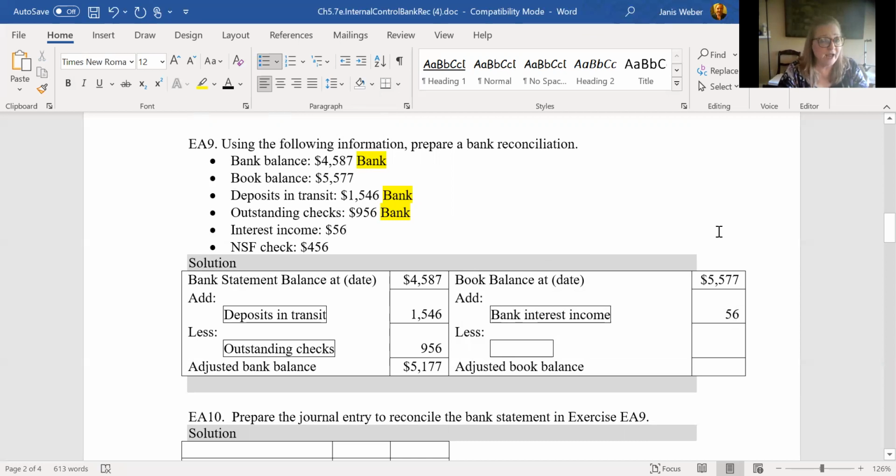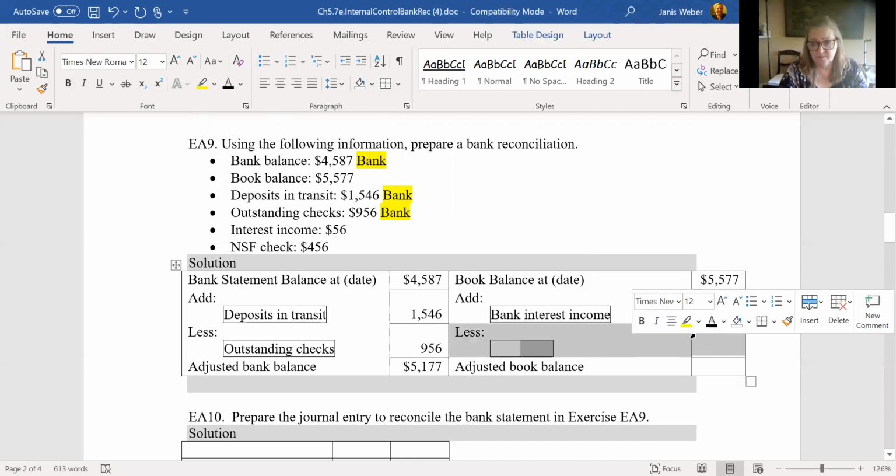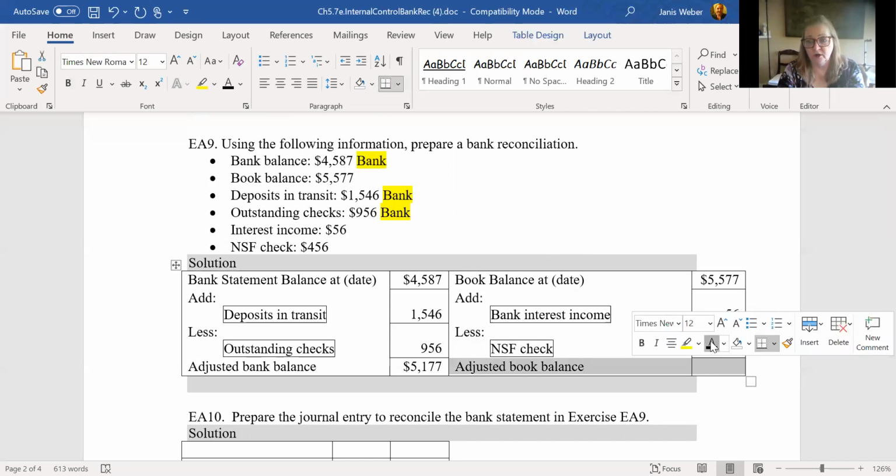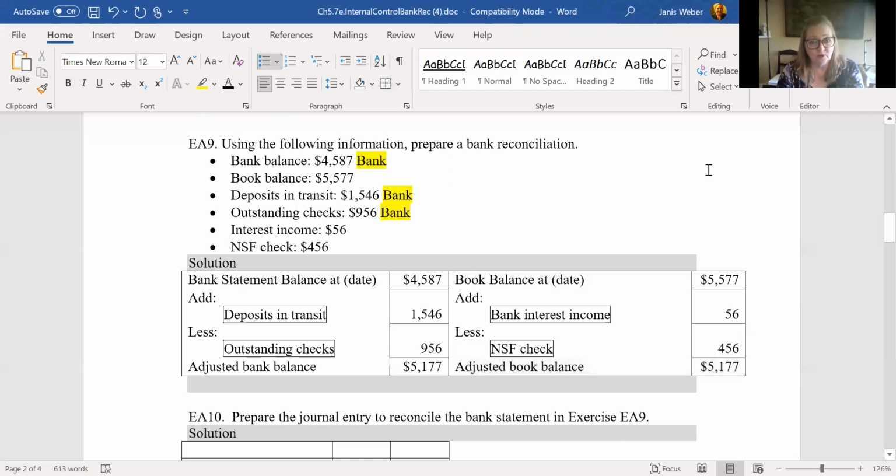And then the thing that got subtracted this time was this non-sufficient funds check, colloquially referred to as a hot check. So if my book balance is $5,577 before I started adjusting, and then I added the interest income and subtracted this NSF check, that means my adjusted balance per book is now $5,177.